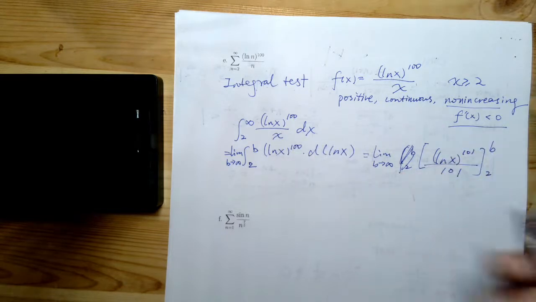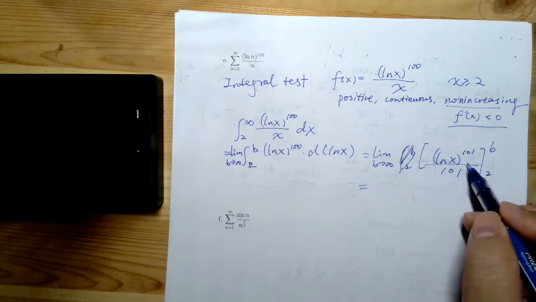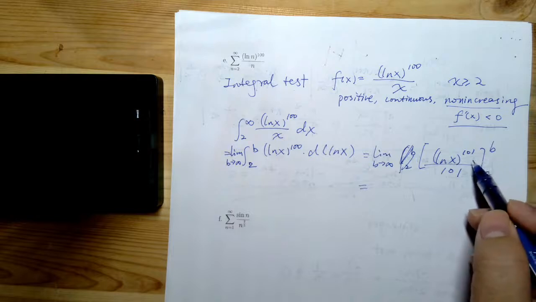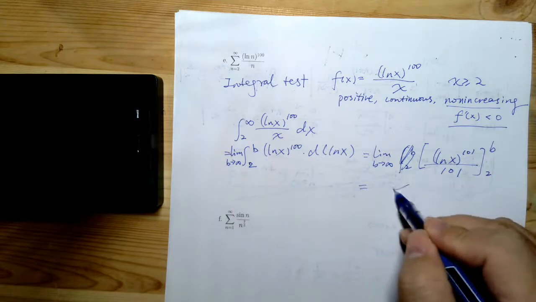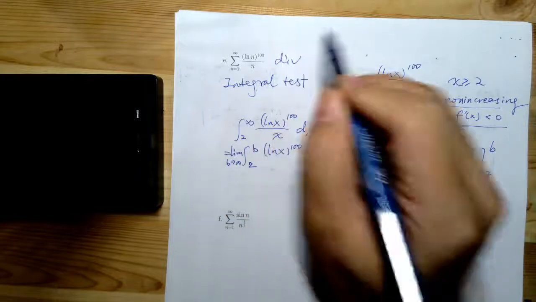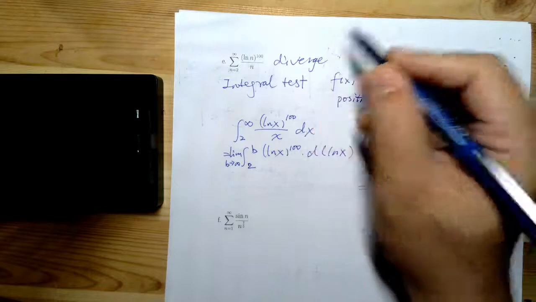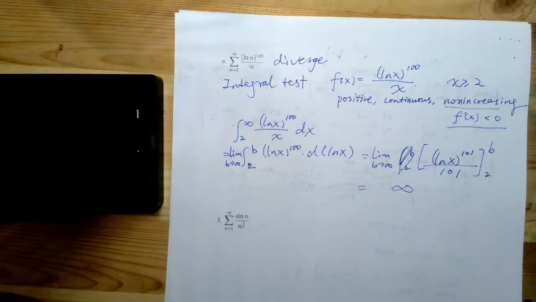Okay, so it's good. And then you can see that literally, if you plug b inside and let b go to infinity, this integral will become infinity. So hence, this series diverges. Okay, diverges. So that's one way to do that.